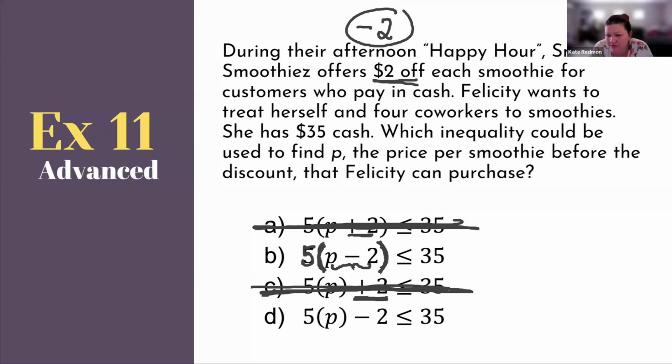A lot of students would. But what D says is take 5 times only the price, and then just take off $2 once. You're not saving $2 on every smoothie. You just have a little coupon. Okay, cool. So B is the correct answer.